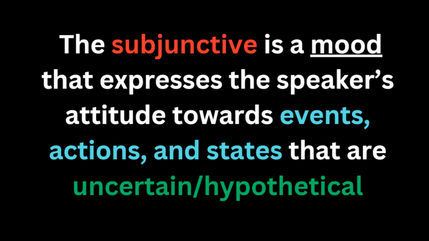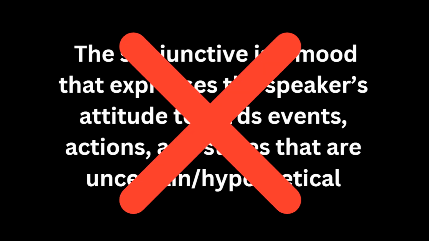You might have heard some teachers explaining the subjunctive as a mood that expresses the speaker's attitude towards events, actions, and states that are uncertain or hypothetical. Despite other educators explaining the subjunctive differently, I do not like any of these explanations because they tend to confuse students rather than make them understand the subject matter properly. I recommend that all of you ignore these definitions because my definition of the subjunctive is far simpler, but keep in mind that this explanation makes perfect sense to me. I apologize if it doesn't make sense to you, but it should help you understand the subjunctive better.